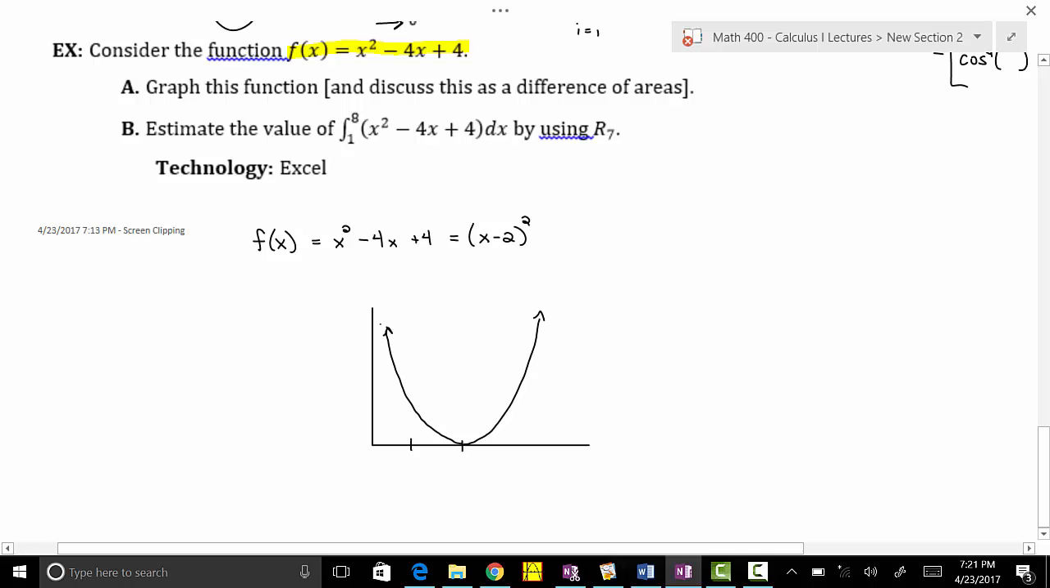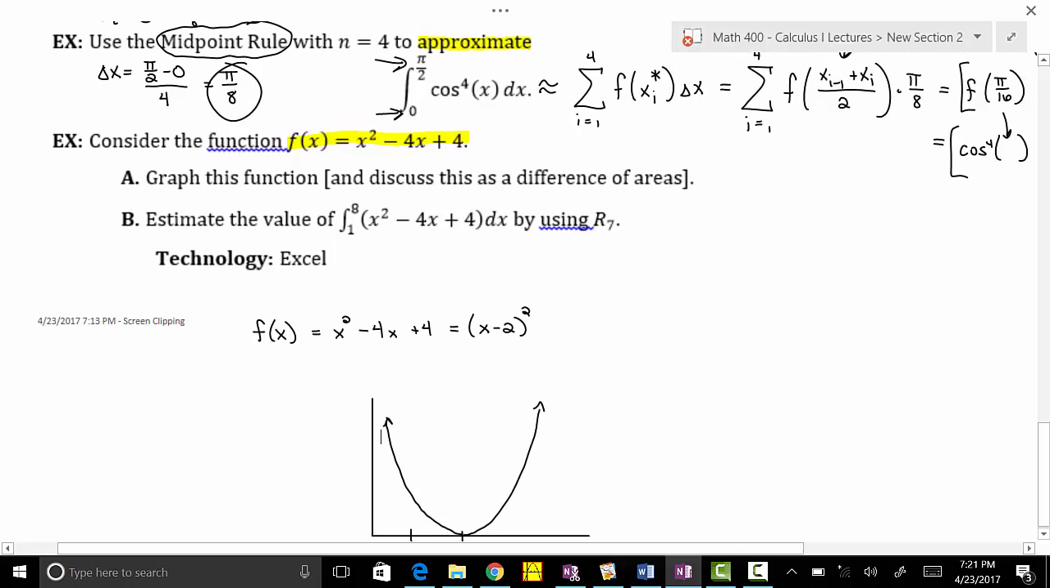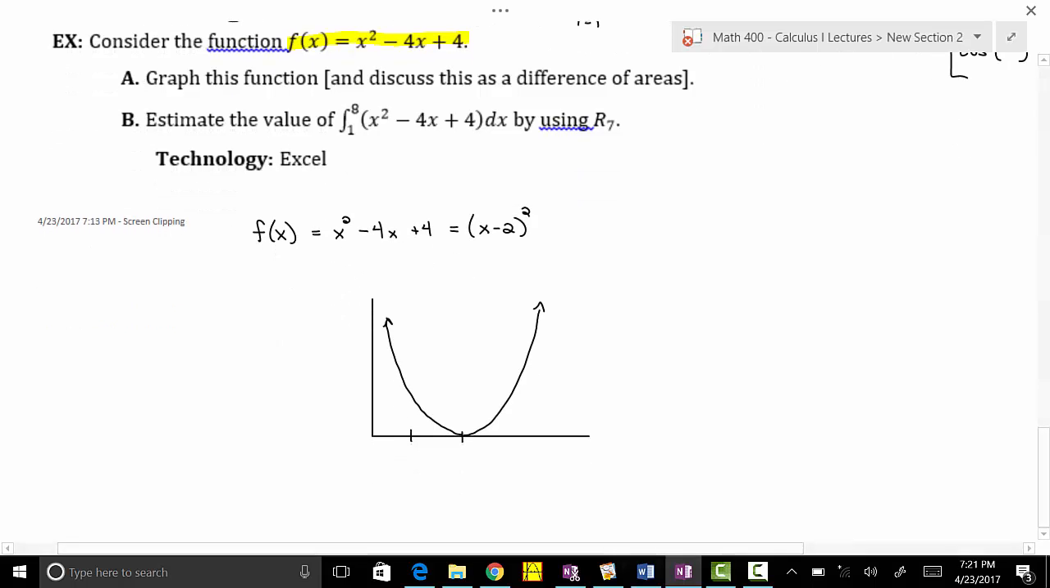And so you graph this function, discuss this. Now this is me mentioning to myself what I want to talk to you guys about. Discuss this as a difference of areas. I have no clue what I would mean there, so I'm going to wait until I go to part B. So we've graphed the function, and then it says estimate the value of the integral from 1 to 8 of f of x dx.